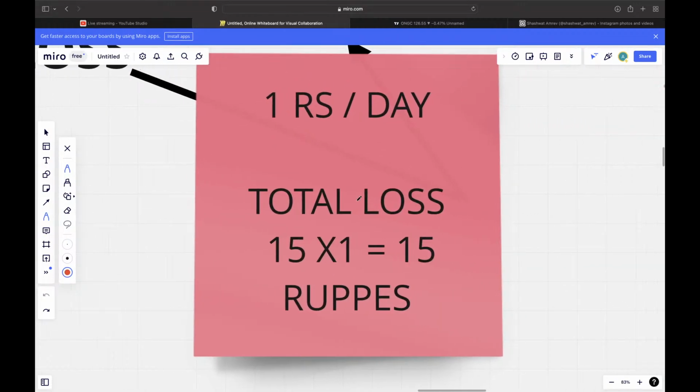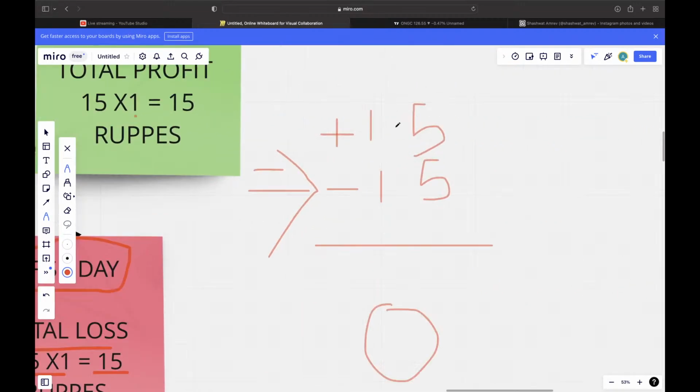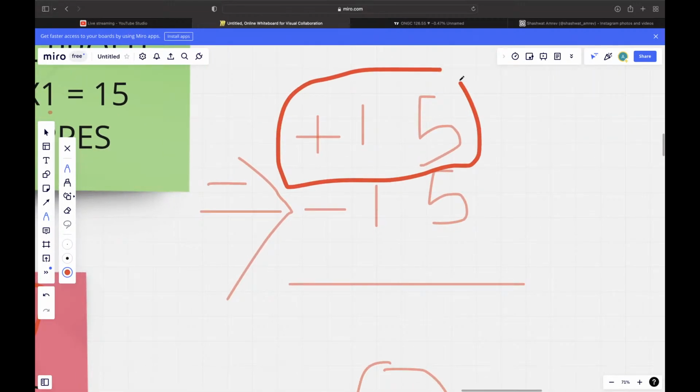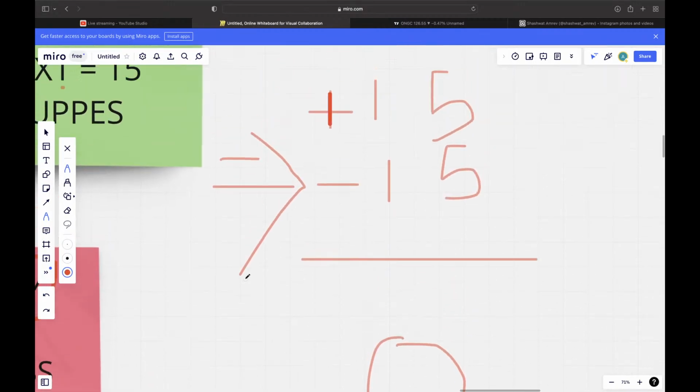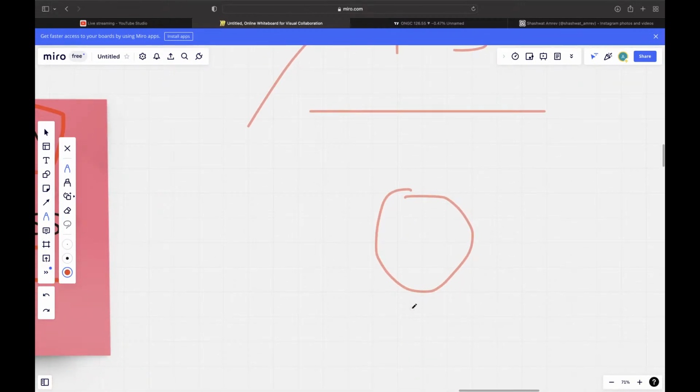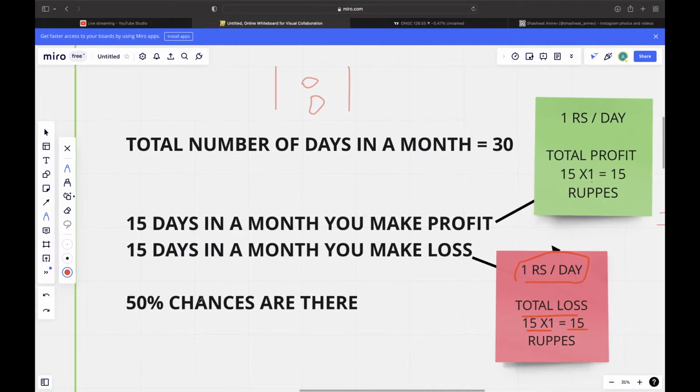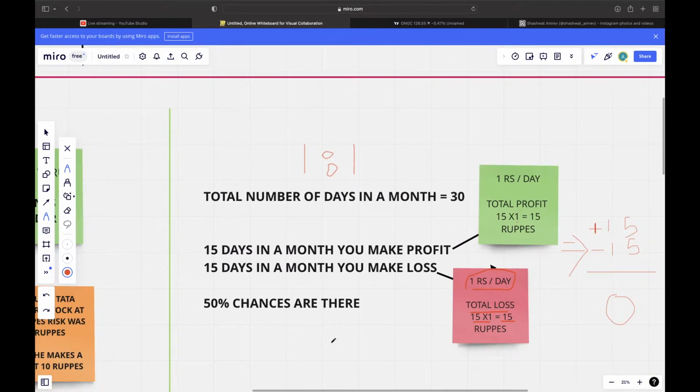When you make a loss of 1 rupee per day, the total loss is 15 multiplied by 1, which is 15 rupees. So here the concept is break even: plus 15 minus 15, how much is that? Plus 15 minus 15, everyone, it is 0. So the concept is very easy. We need to follow risk reward. Here the risk reward is 1:1.